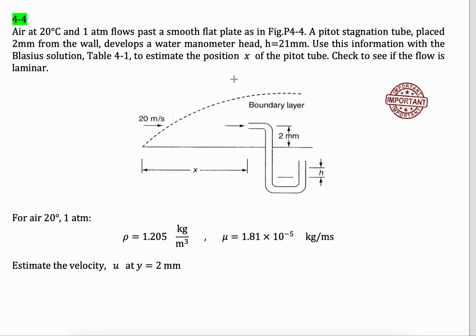Okay, we go for question 4.4 here. Air at 20 degrees Celsius and 1 atm flows past a smooth flat plate as shown in this figure. A pitot stagnation tube placed 2 millimeters from the wall develops a water manometer head H equal to 21 millimeters. So H is here. Use this information with the Blasius solution, table 4.1, to estimate the position x of the pitot tube. Check to see if the flow is laminar.